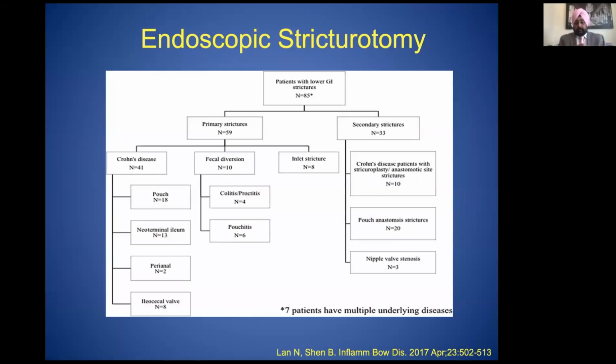The first concept paper was published by my mentor, Dr. Shen from Cleveland Clinic, in which he discussed 85 patients. Anytime a new technique comes, we are worried about two things. Where can this technique be used? What are the adverse events?